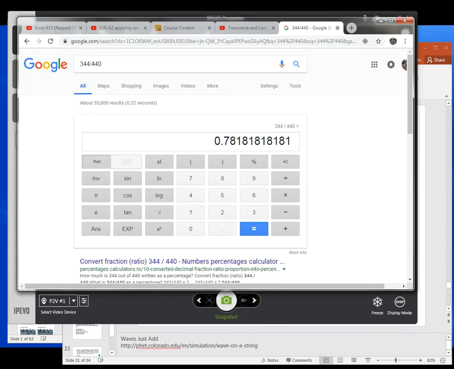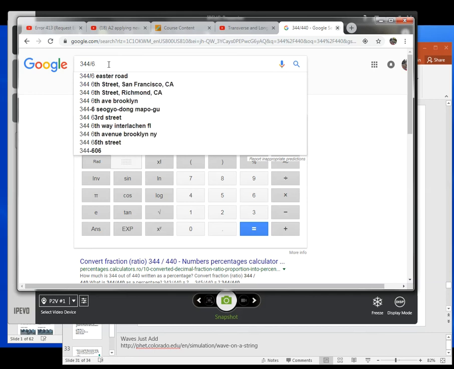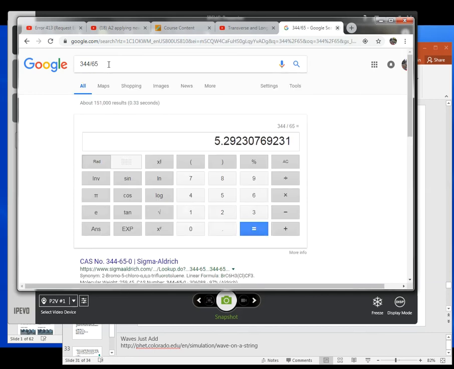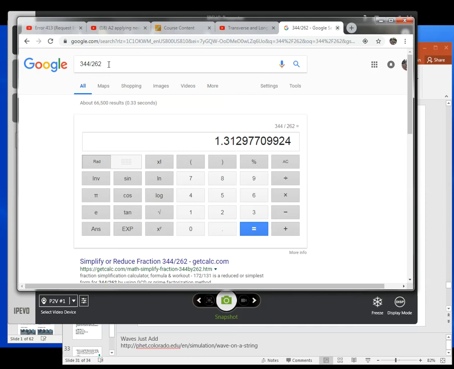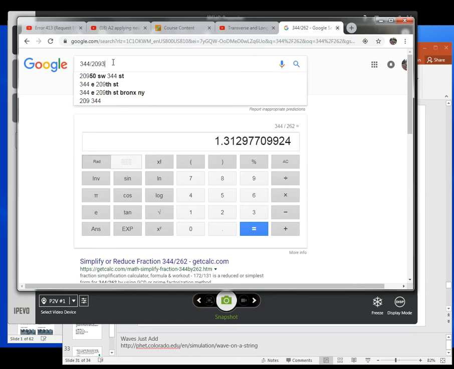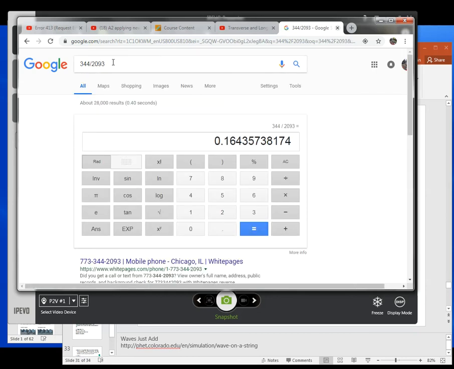And again, getting back to my calculator here, I'm going to just divide this by 65. And so I'll write down the answers as we go here, and then we'll go back to this. So 5.3 meters for the 65 hertz. When I type in 262, we get 1.3 meters for the 262. And finally, I'm going to type in the really high-pitched one, which is 2093, and I get 0.16 meters, or 16 centimeters, for the 2093 hertz.